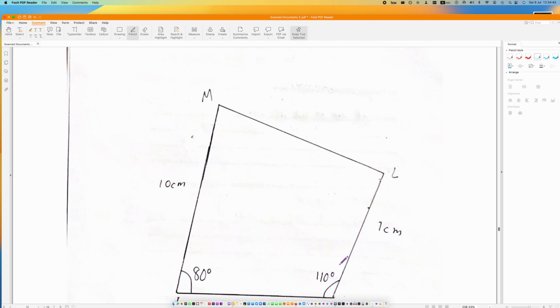So now they want 110. Okay, 110. And that point is, why do you keep rushing? Nobody asked you to rush. 110. Then label.